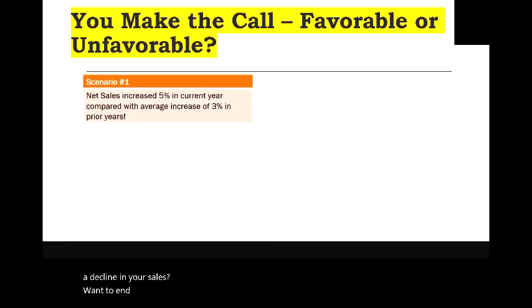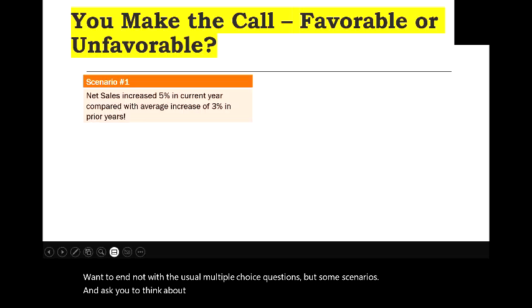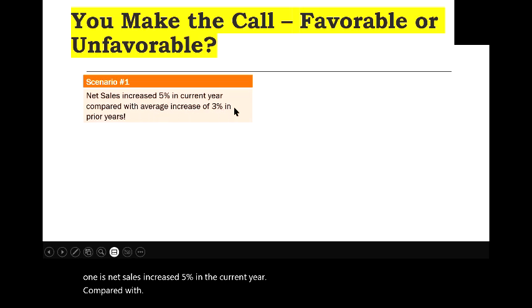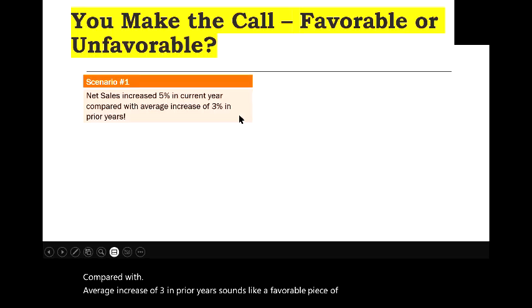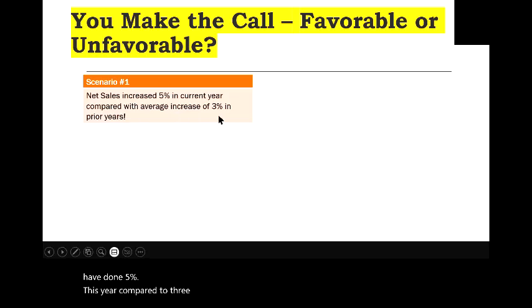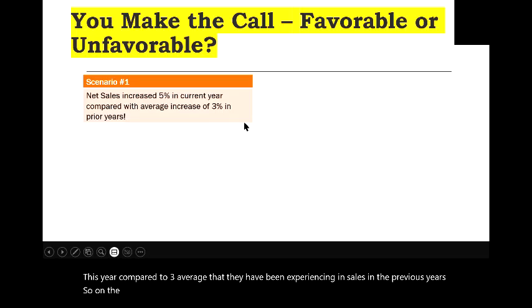Want to end not with the usual multiple choice questions, but some scenarios and ask you to think about what the response would be given the initial information. So the first one is net sales increased 5% in the current year compared with average increase of 3% in prior years. Sounds like a favorable piece of information, right? They have done 5% this year compared to 3% average that they have been experiencing in sales in the previous years. So on the surface, that sounds good.